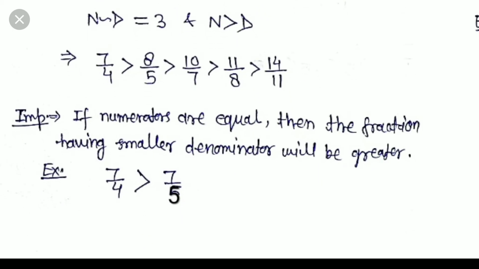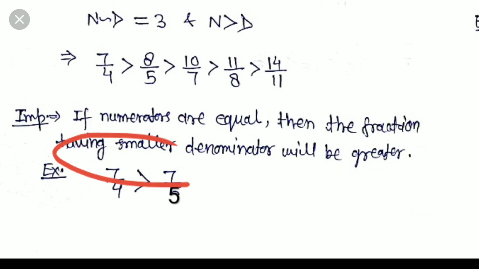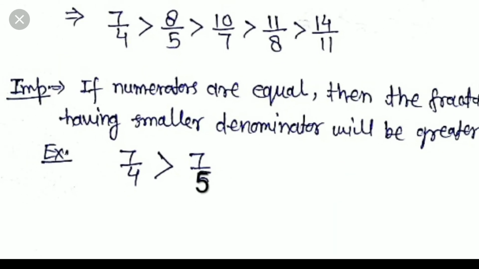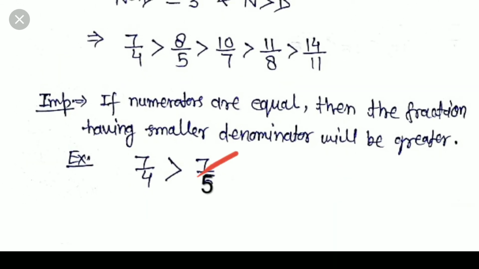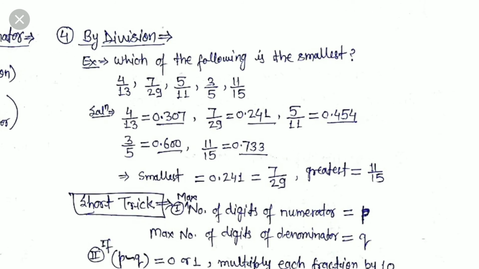Next, one more thing: when the numerators are equal in the fractions, the fraction having the smaller denominator will be greater. For example, 7 divided among 4, 7 divided among 5. So who is going to get more? That is, 7 by 4 is the greater value compared to 7 by 5. That is, if the numerator is the same, the smaller denominator gives the greater fraction, and when the denominator is equal, then the greater numerator gives the greater fraction. The next thing is the last method, that is the division method.